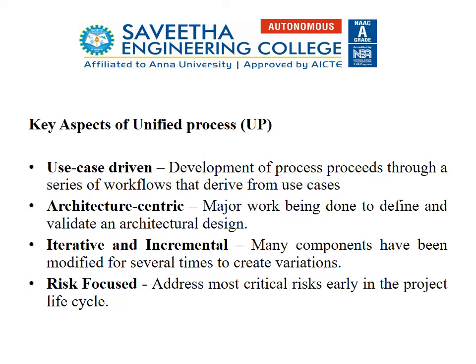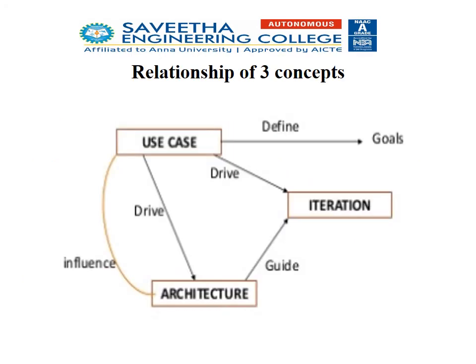Finally, the unified process focuses more on risk. It means that the critical risk will be identified in the early stage of the process life cycle. So these are the key aspects of unified process. This diagram shows the relationship among the key aspects of unified process. The use case defines the goals of a project clearly, and also this use case derives the number of iterations. I mean the number of iterations required depends upon the use case diagram of the project.